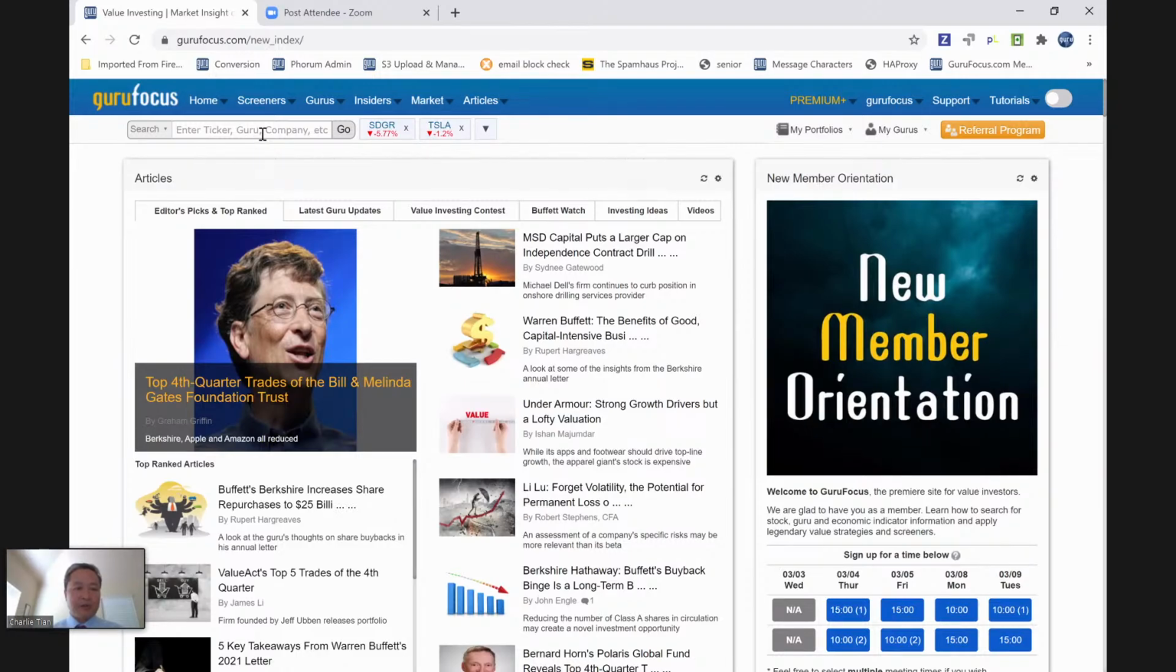Because we have updated the Guru portfolio, one of the most important things on GuruFocus is to find the Guru's portfolios. On the top left, we have the search box.